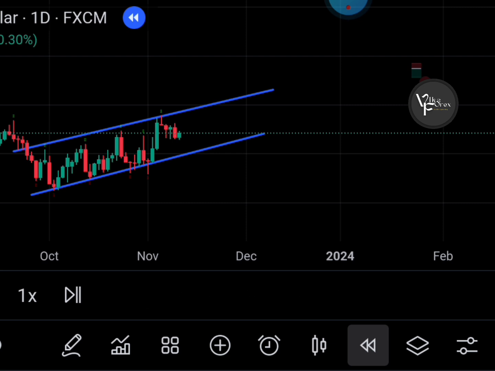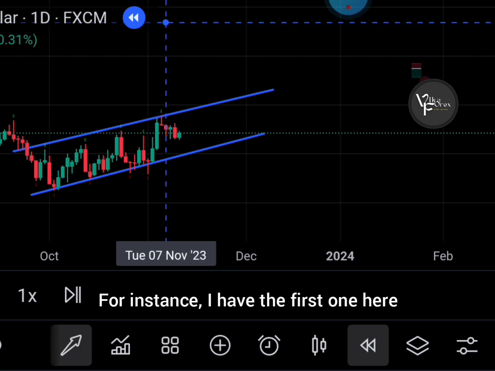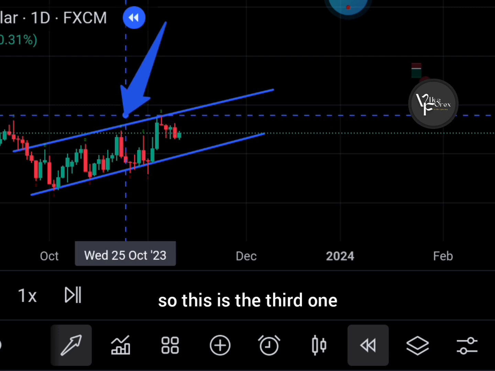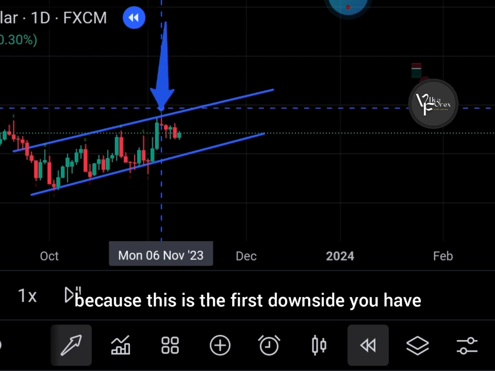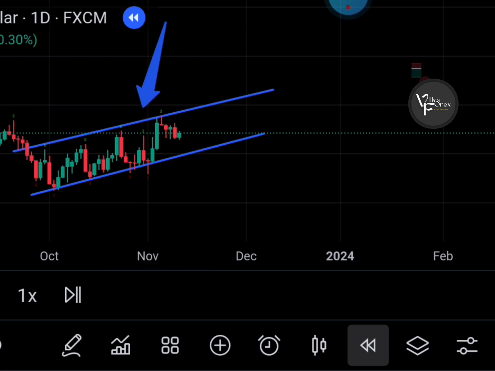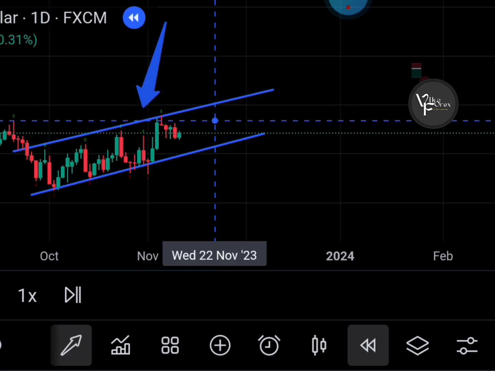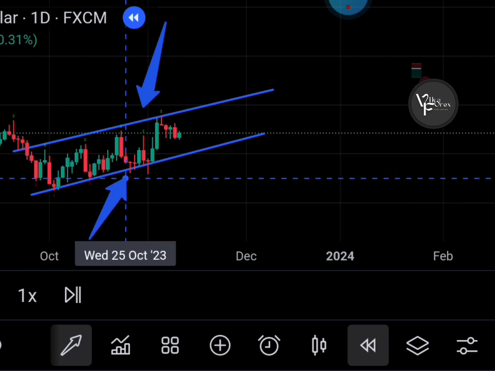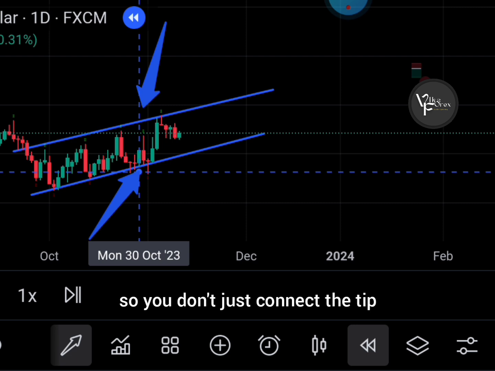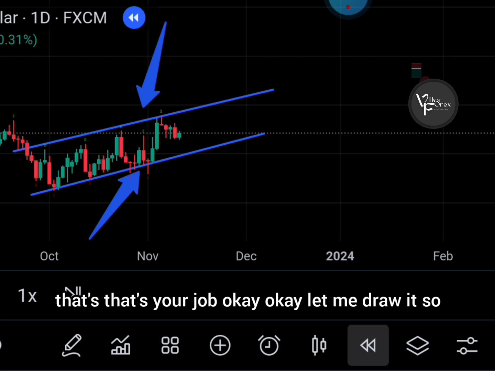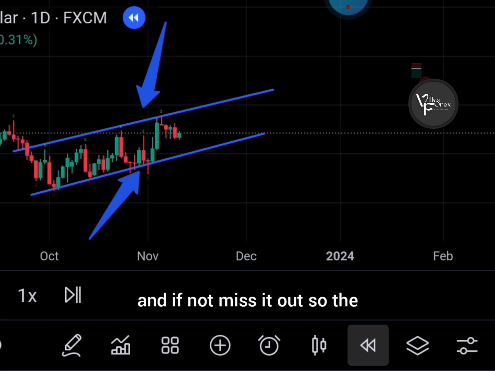Once you have about two dots in the same region. First, I have the first one here. You see this first, second one. So this is the third one. On the downside, you have the first, the second. Okay, the second here, the third. So you just connect the tips in that area. That's where it reverses direction. That's your job. Okay, let me draw it so that you see it very well, because I don't want you all to miss out on anything.